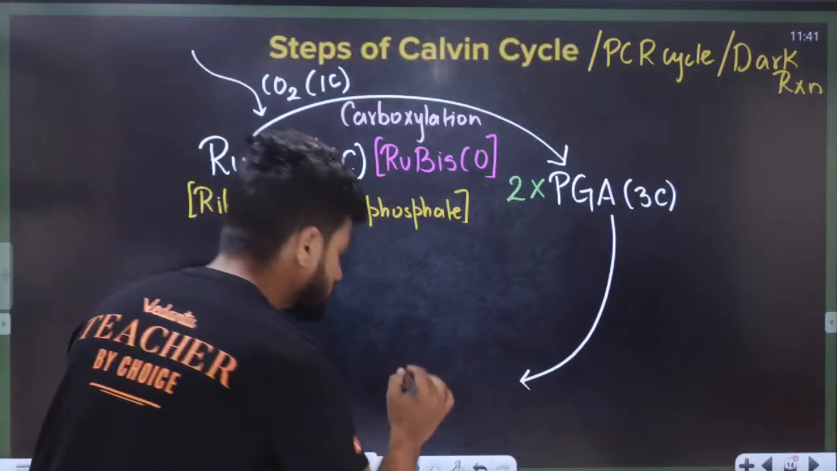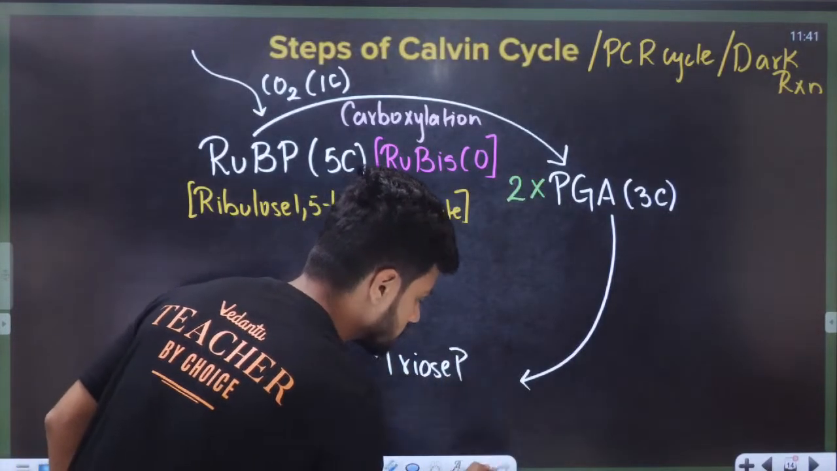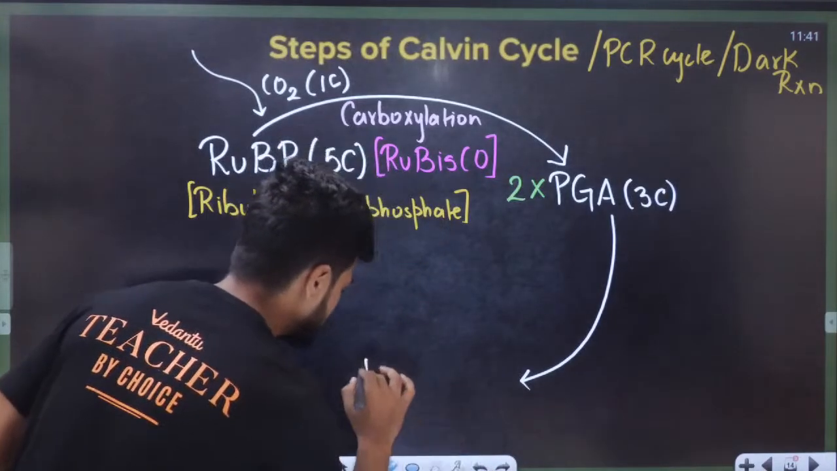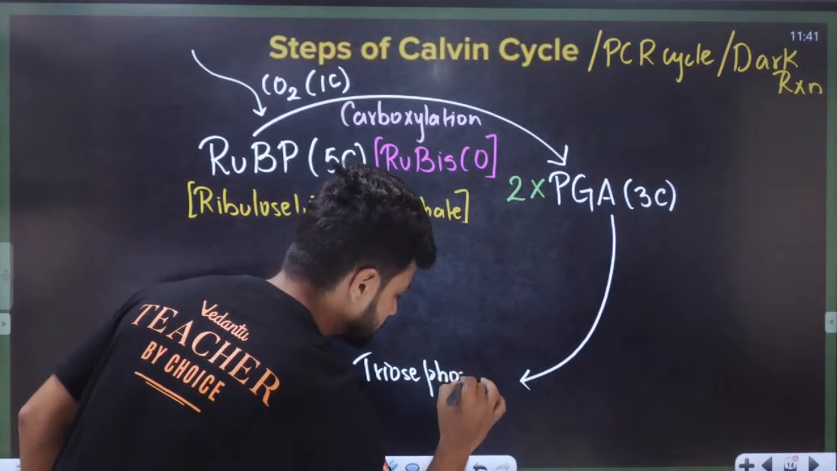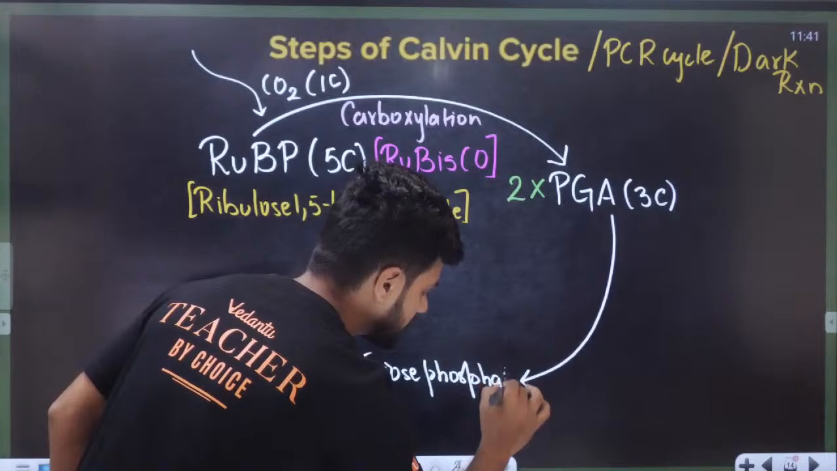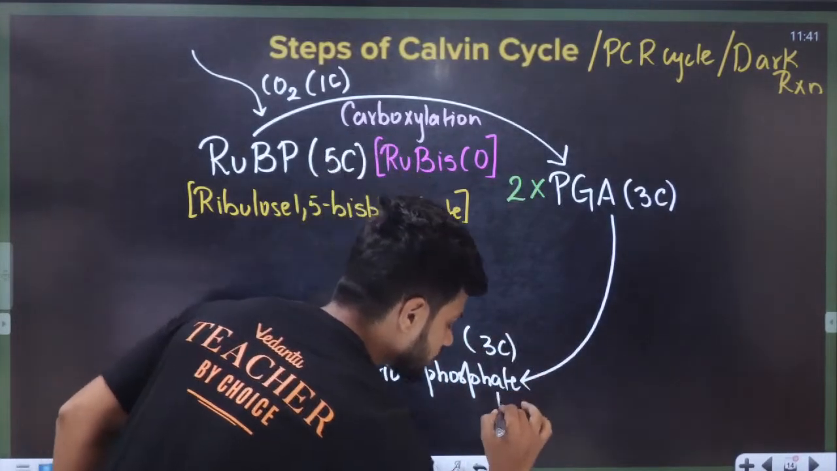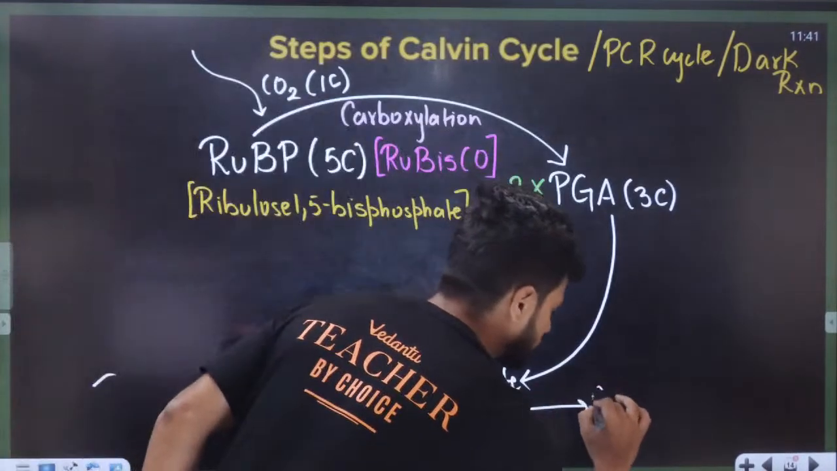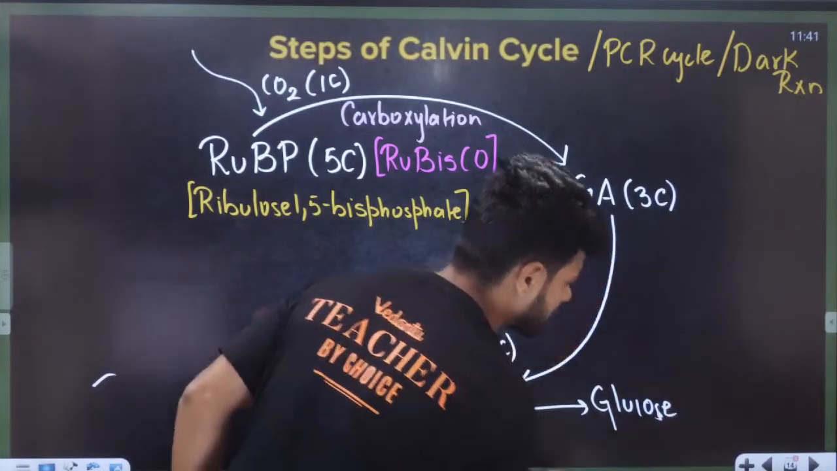Get converted to triose phosphate. Now this triose phosphate again is also 3 carbon. Okay. Now this triose phosphate will eventually get converted to glucose, as we know, which we use and eat and survive. The entire world is surviving on it.